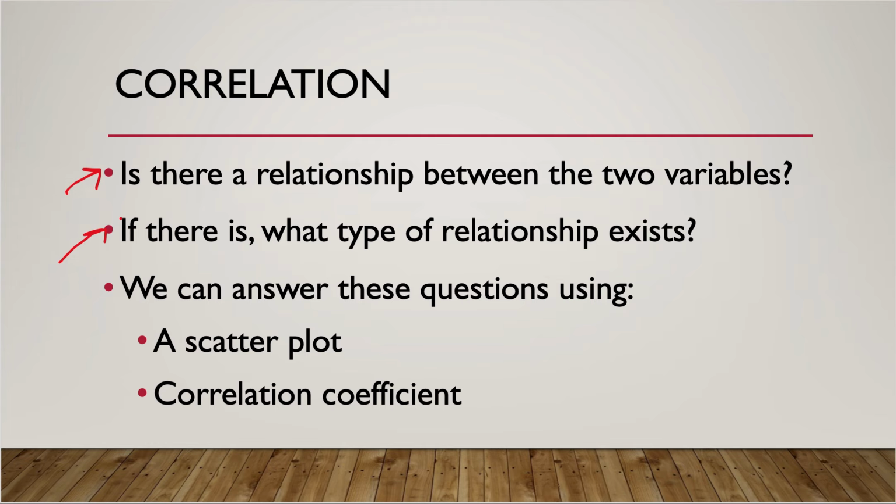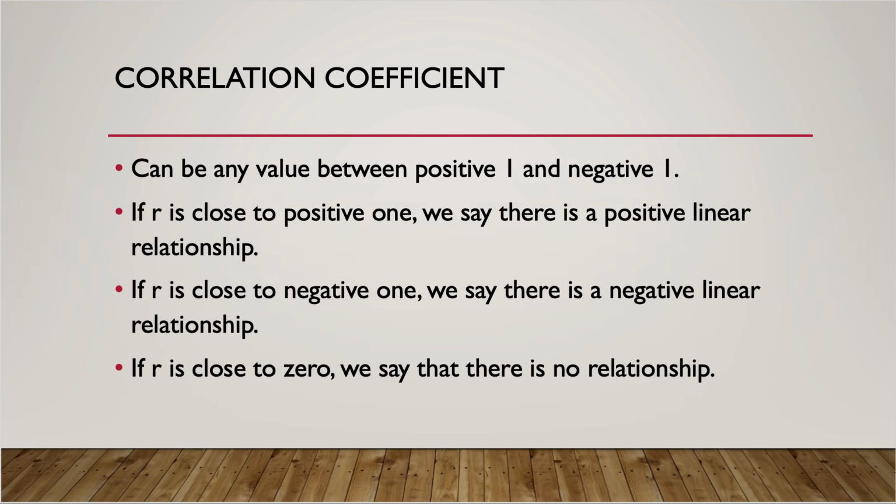So we know that we can answer those questions using a scatter plot. We saw that in the last presentation. We can also answer the questions using this calculation called a correlation coefficient, which we're about to look at. All right, so a couple of things that we should know about the correlation coefficient. Correlation coefficient can be any number between +1 and -1.